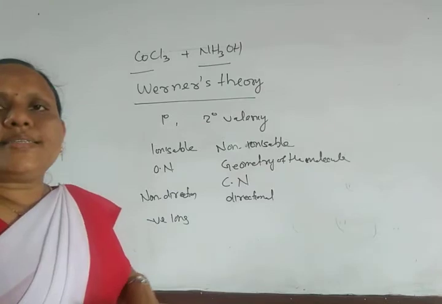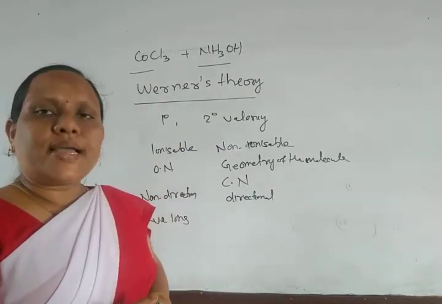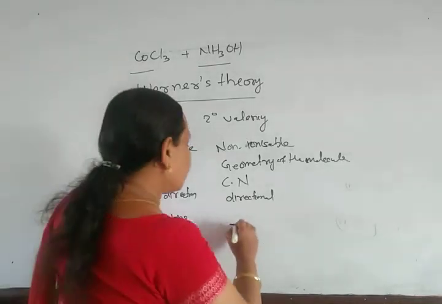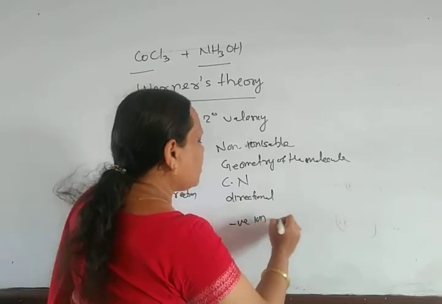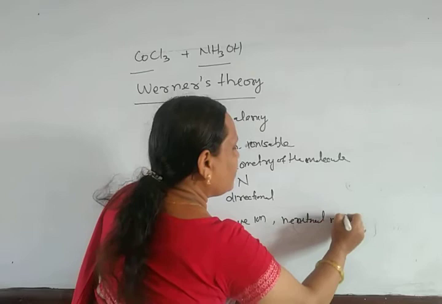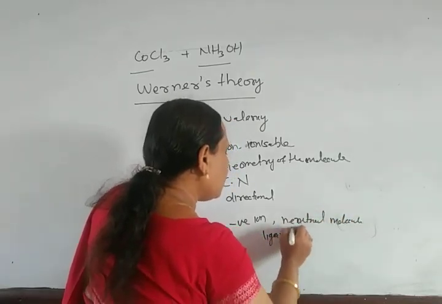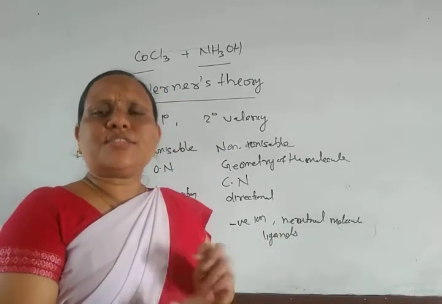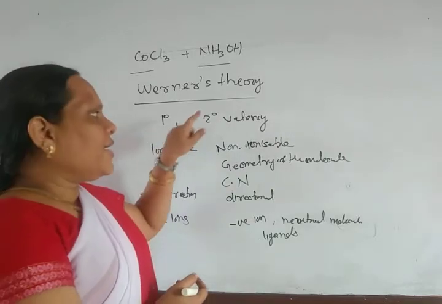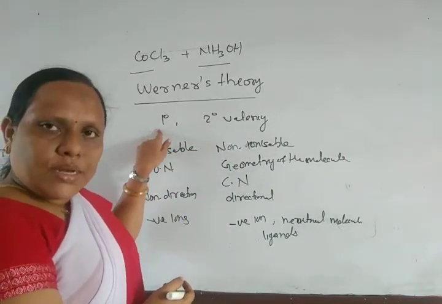Primary valencies are satisfied by negative ions, whereas the secondary valencies are satisfied by negative ions or neutral molecules that are called ligands. So whenever they represent the structure, this is directional and decides the geometry of the molecule, while the non-directional one does not decide the geometry of the molecule.